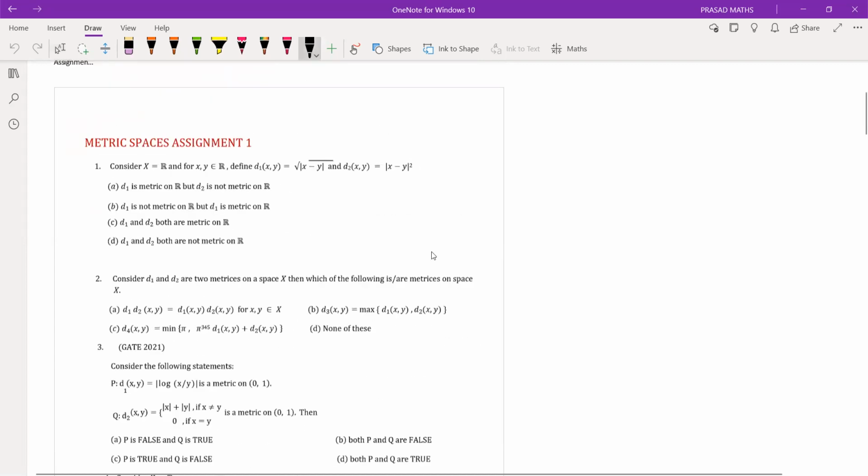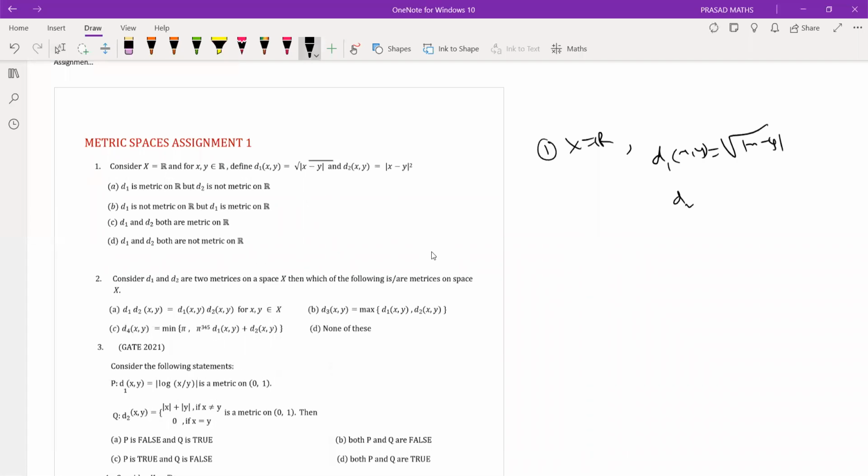So first question. My set X equals R. What is my D1? D1 of X comma Y is equal to the square root of the modulus of X minus Y. D2 is nothing but the modulus of X minus Y whole squared. The question is, first option, D1 is a metric and D2 is not a metric. Is it true actually? What about D1? Already told you. You know that modulus of X minus Y is a metric, and the square root of a metric is always a metric. Therefore, it is a metric.